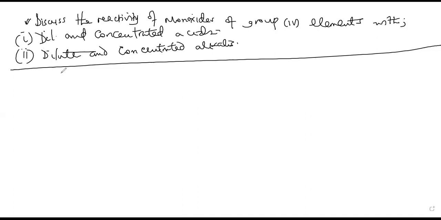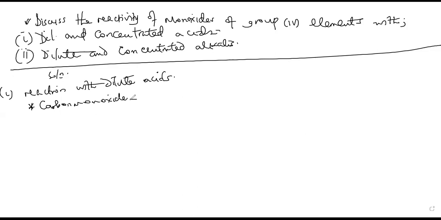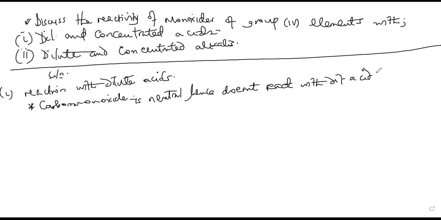Let's begin with the reaction with the dilute acids. The number one thing you should note is that carbon monoxide is neutral, hence it doesn't react with dilute acids. That is one.